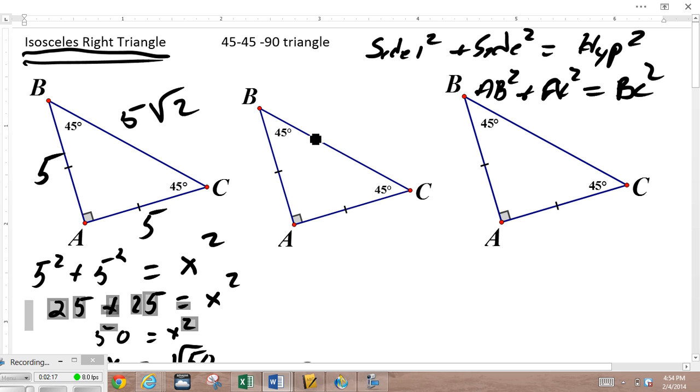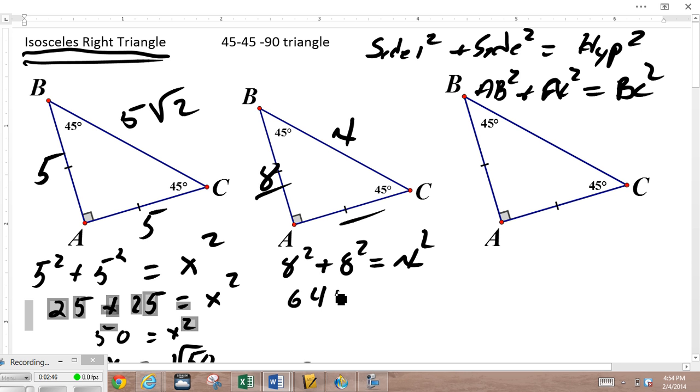Let's try another one. Let's just say this side is 8. I'm only giving you that one side, but you automatically know this side, because it's the same. So we're saying that's 8 squared plus 8 squared. The hypotenuse we don't know is x, so that's equal to x squared. That means 64 plus 64 is equal to x squared.